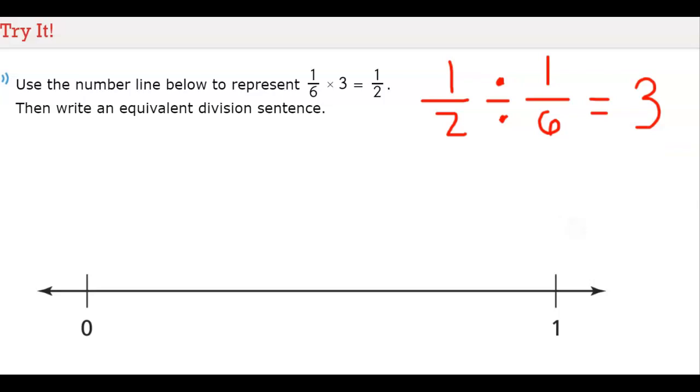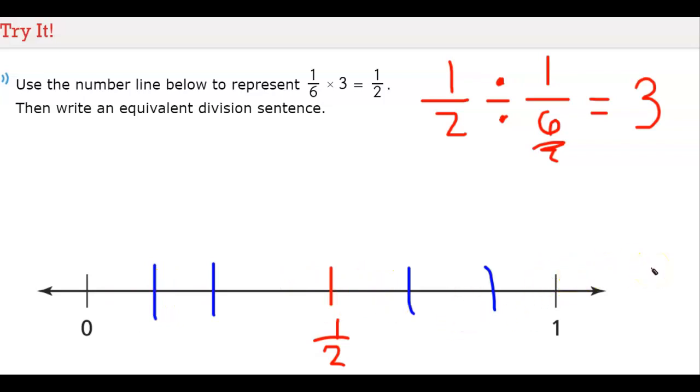I'll just continue to use red. So from 0 to 1, halfway would be 1/2. So we're representing the 1/2. Now we have to divide our whole into 6 parts. Let me use a different color. Now I'm going to divide that up into 6 parts. So now we have 1, 2, 3, 4, 5, 6 out of the whole thing.